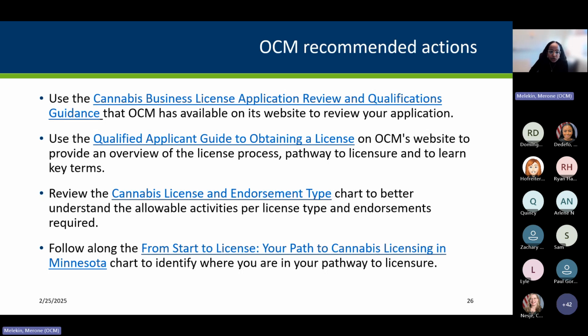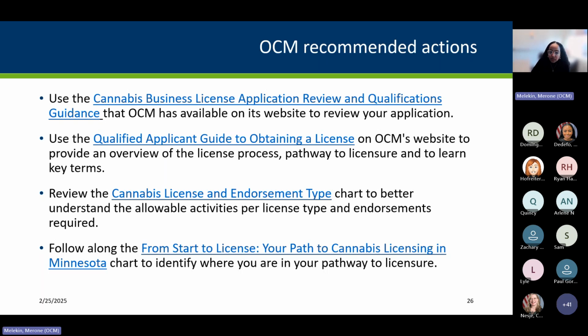I also encourage you to use the qualified applicant guide to obtaining a license document. It's on OCM's website, and it's a great way to see an overview of the overall license process, the pathway to licensure, and to learn a bit more about the various key terms. As mentioned earlier, the two terms that I went over with you at the beginning of this presentation are included in that guide, among a host of others. It's a great way to get grounded within the process and to understand which part of the license process you are in right now, and probably a helpful place that you could find some FAQs and answers to some of your common questions.